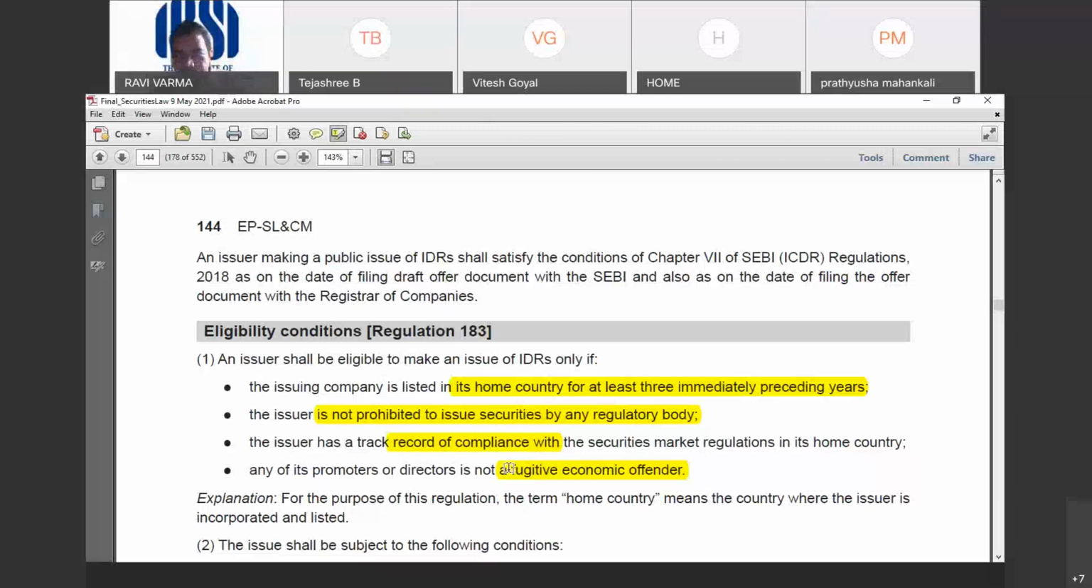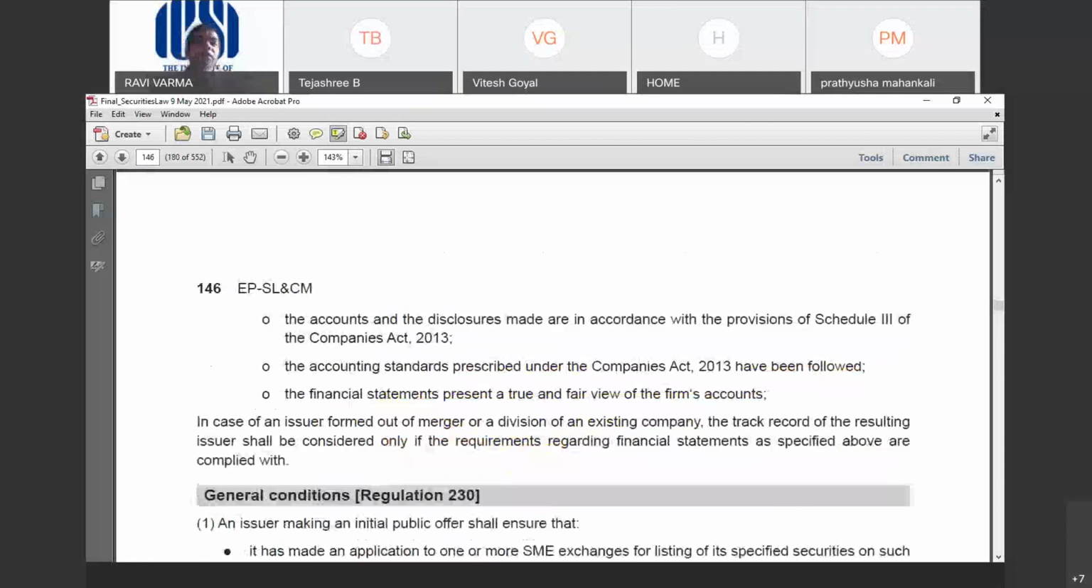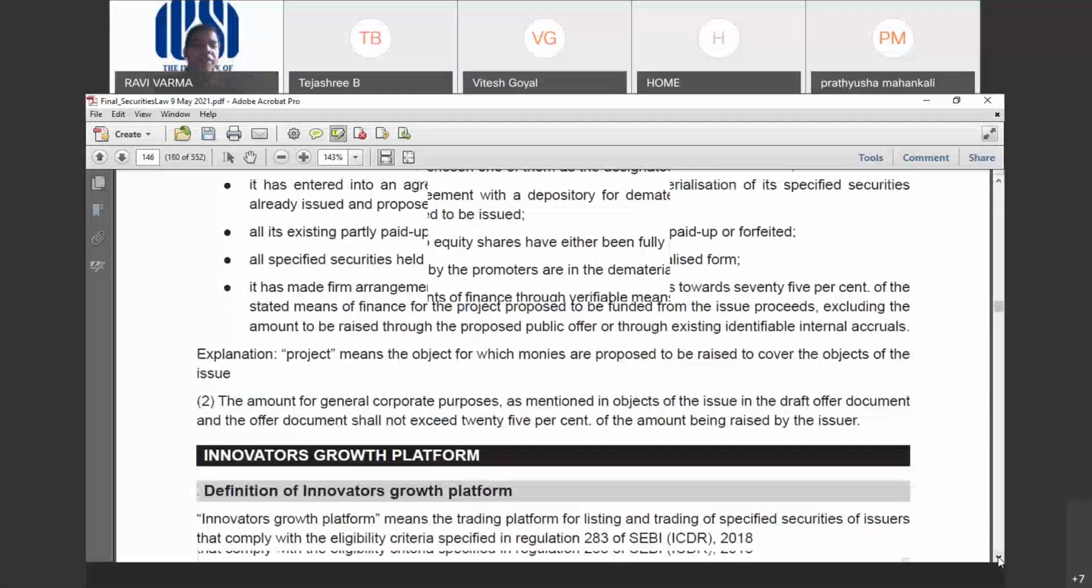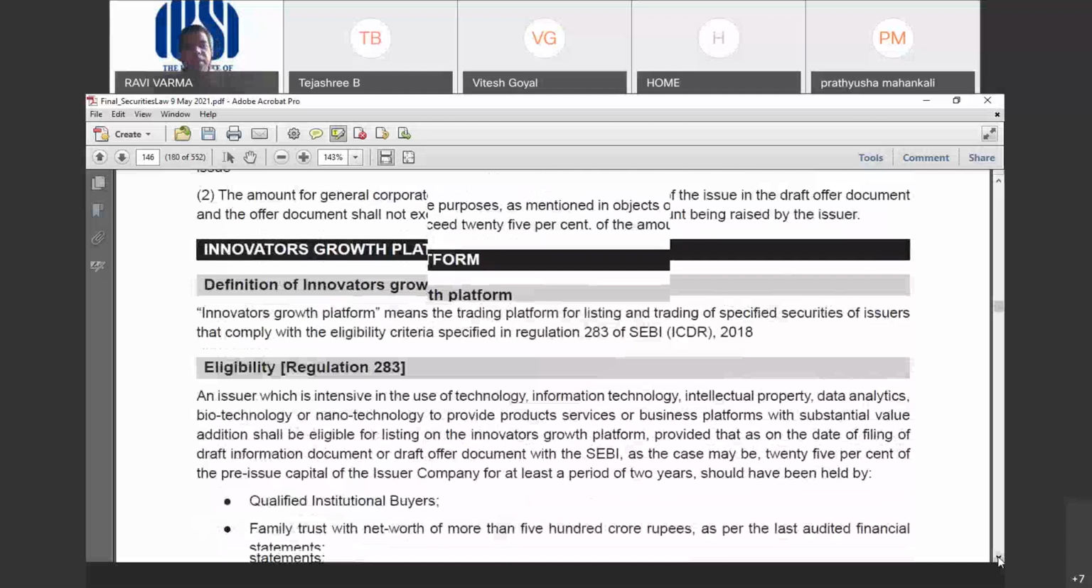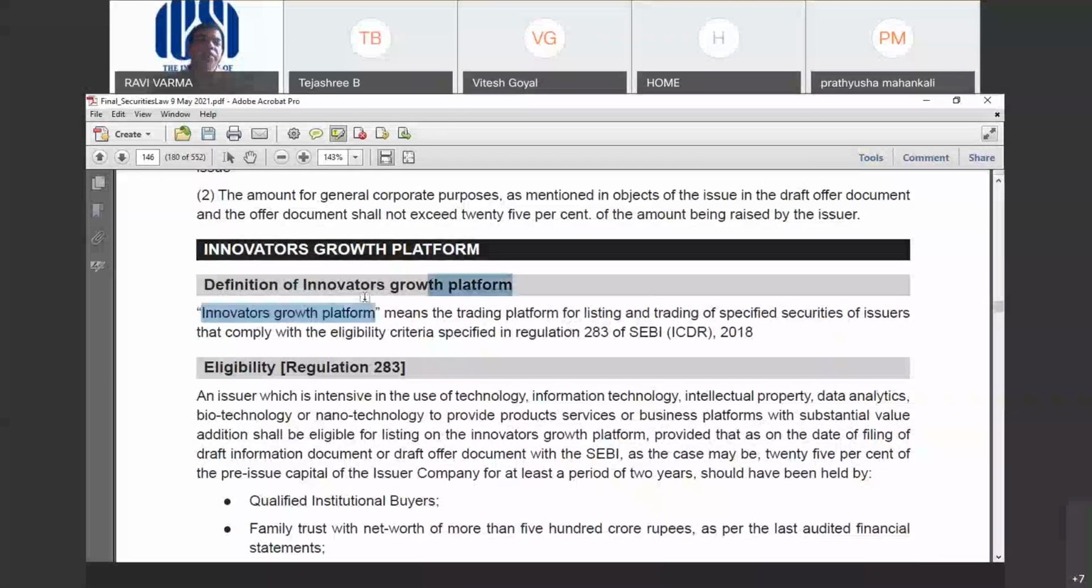Yes, sir. So IDR we have studied, right issue we have studied, preferential issue we have covered. Now the last topic of this chapter, I will take you, request you to 146, innovative growth platform. It is a new, nowadays you will find it in the news, that innovators growth platform. What exactly it is? It is a platform basically offered to a selected group. Say for example, straight equity we have studied. It was only for know-how or your intellectual property, right?